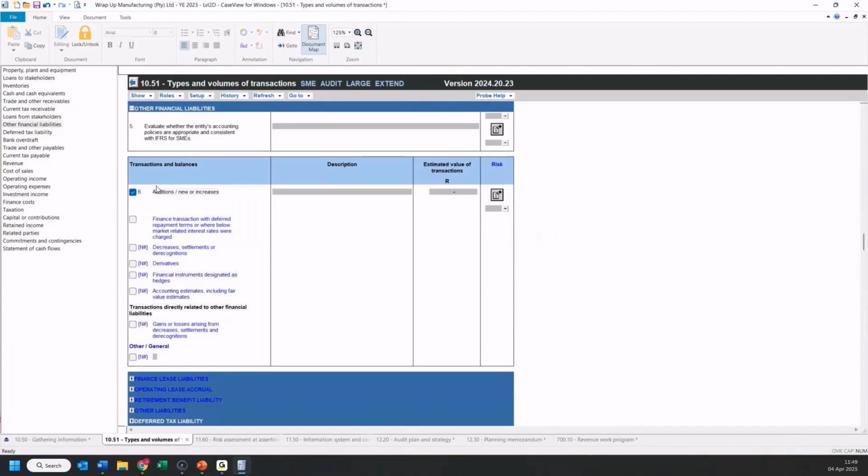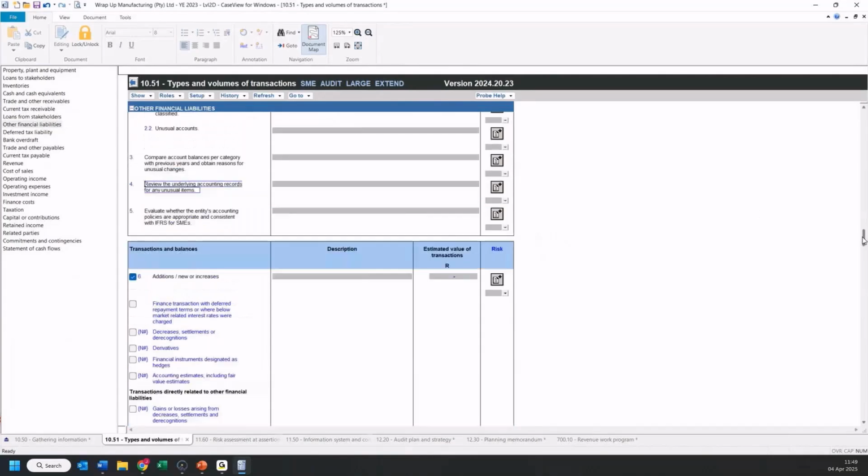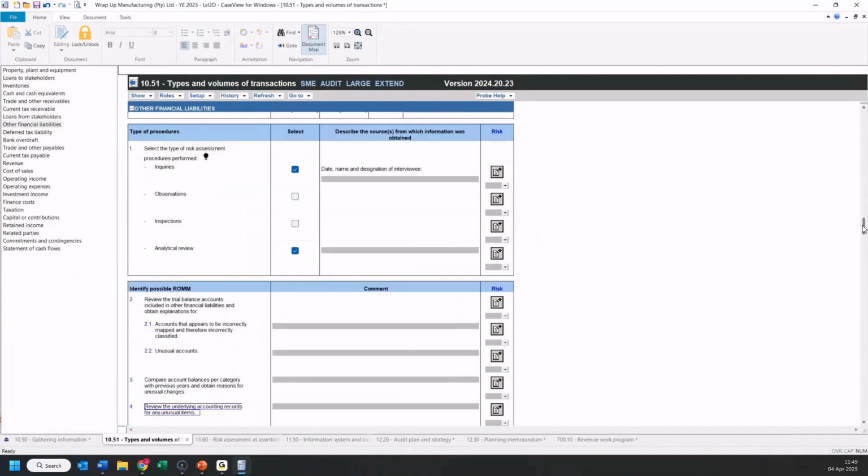That's 1051. We've marked the ones that are relevant. We've documented the consideration for risks of material misstatement. We did not identify any risks. In the top here, we can say we know that they had a new installment sale, whatever the case is, and so we are aware of it.